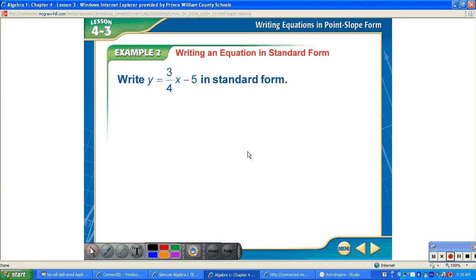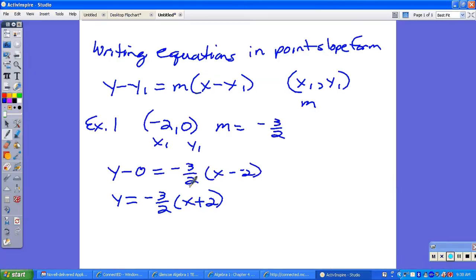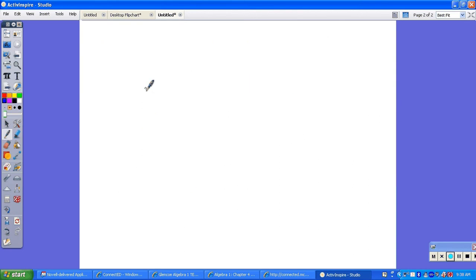Okay, so now that was just sort of a recap so you kind of see where we are now. You notice it's not much different than what we've been doing. Now, this particular problem, they're asking us to put it in standard form. So let's go to our Active Inspire, and I'm going to go to another screen, and we are doing example 2.